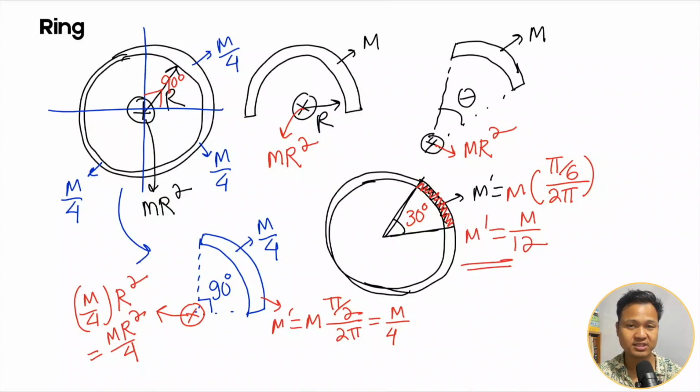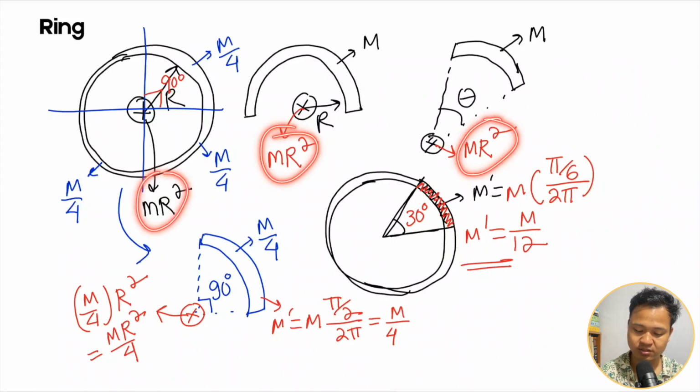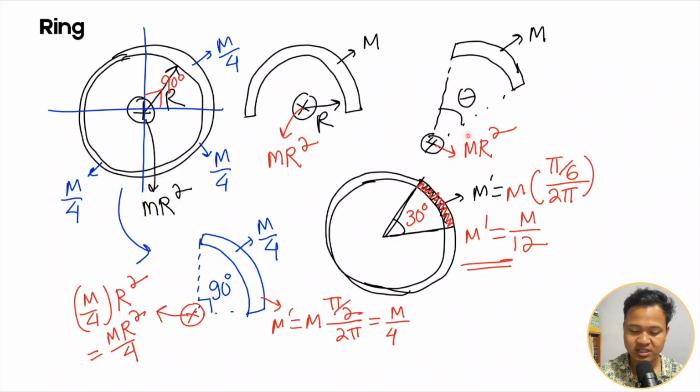The formula for the moment of inertia of the segment is mr square, where m is the mass of the segment. So it is always mr square. Whatever mass the segment has, put that in: if it is m by 4, then m by 4 into r square. So for a ring, you have to remember that it is always mr square if the mass of this is m.